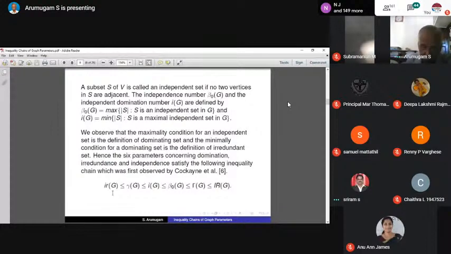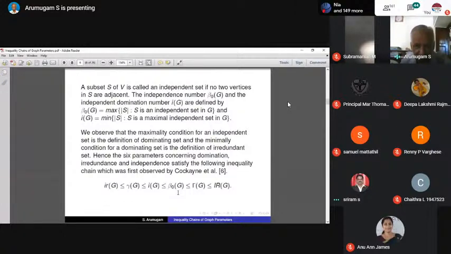So you see irredundance, domination, independence. Irredundance gives two parameters, ir and capital IR. Domination gives two parameters, small gamma and capital gamma. Independence gives two parameters, i and beta naught. So these 6 parameters form a chain of inequalities. This chain is called the domination chain in graph theory.